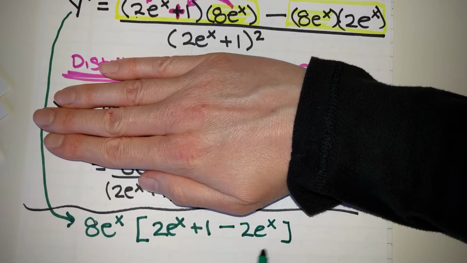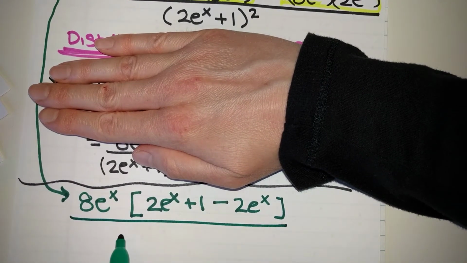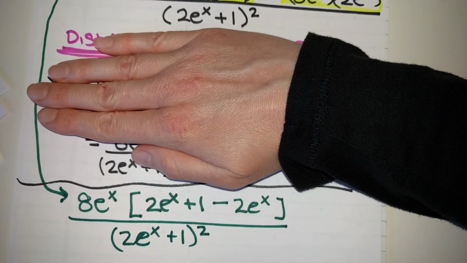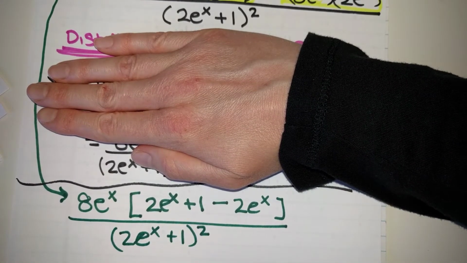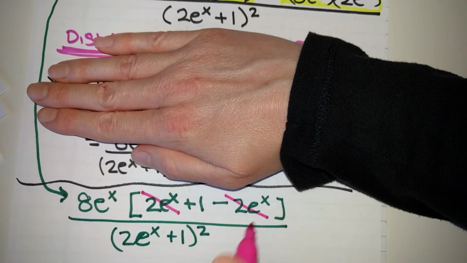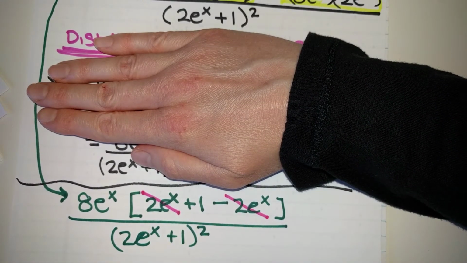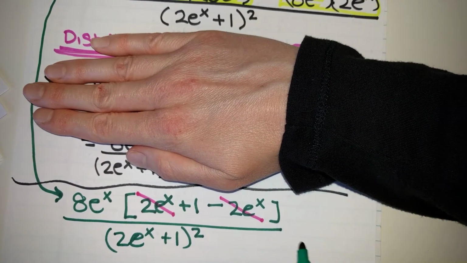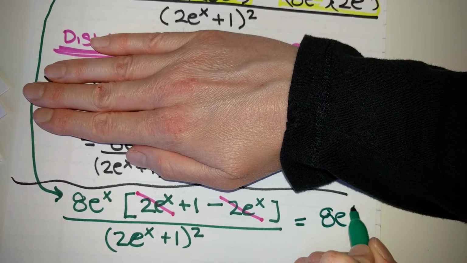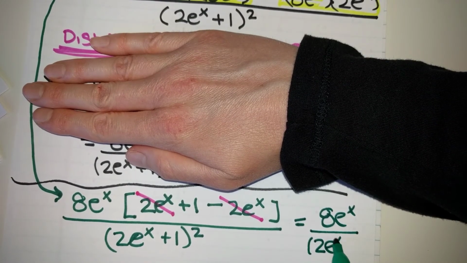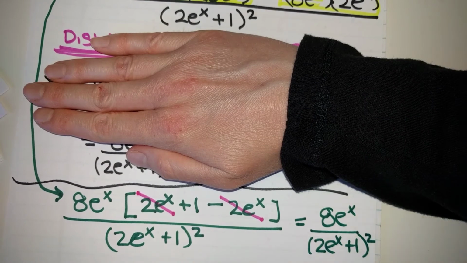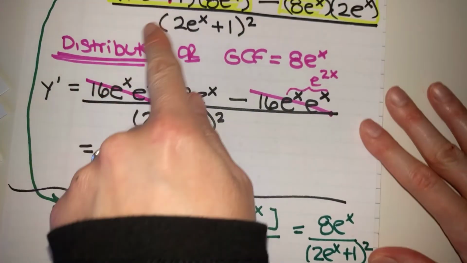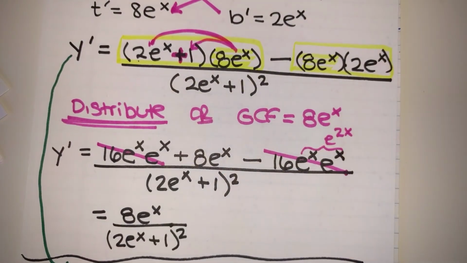And I just want to be very clear, you'll notice that when you factor out the GCF, the result is the same as distributing. Because these two 2e to the x's cancel out with the plus and the negative, and then you just have times 1, and then this 8e to the x. So that, of course, will become 8e to the x over 2e to the x plus 1 quantity squared. So either way is fine, GCF or distributing, but you've got to get some way to remove all of these parentheses that happen when you initially start with the quotient rule.